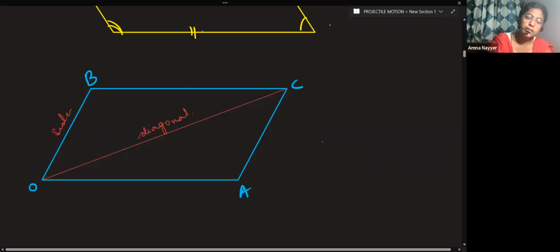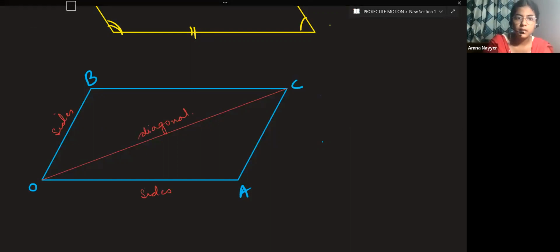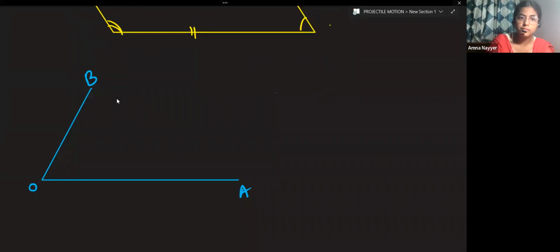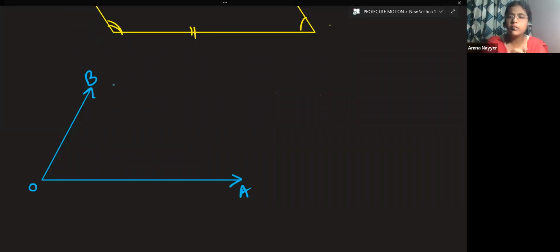And these are what? These are the sides of the parallelogram. Now look carefully. If I erase this, nothing. Only this much you have. Now I convert it in the form of a vector. What were these? In the diagram that I had drawn, what were these?